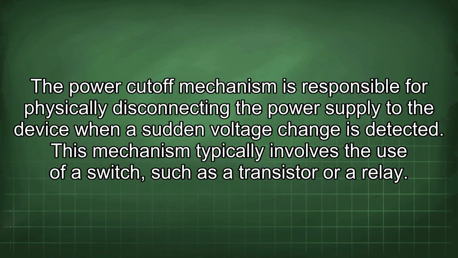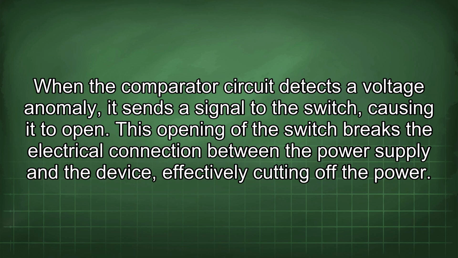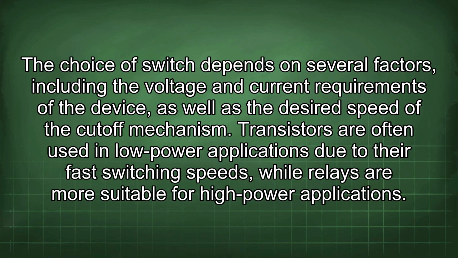The power cutoff mechanism is responsible for physically disconnecting the power supply to the device when a sudden voltage change is detected. This mechanism typically involves the use of a switch, such as a transistor or a relay. When the comparator circuit detects a voltage anomaly, it sends a signal to the switch, causing it to open. This opening of the switch breaks the electrical connection between the power supply and the device, effectively cutting off the power. The choice of switch depends on several factors, including the voltage and current requirements of the device, as well as the desired speed of the cutoff mechanism.